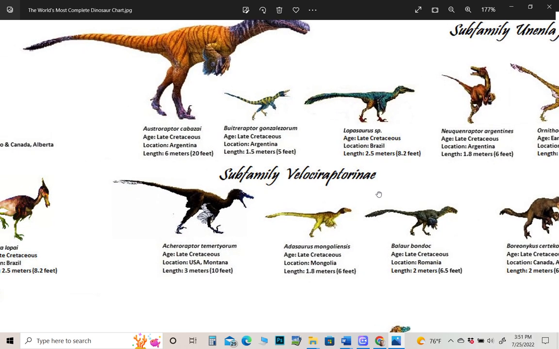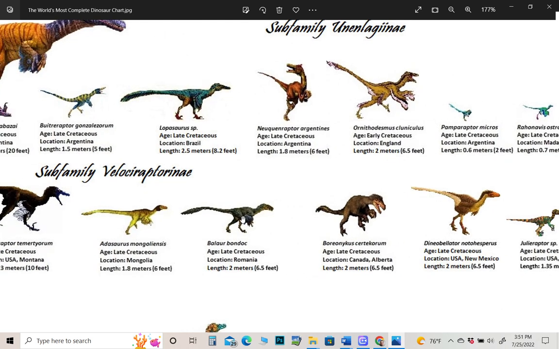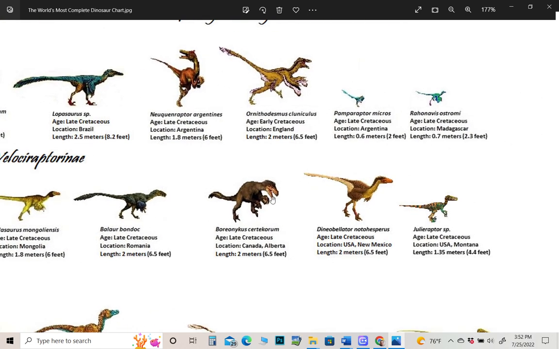Velociraptorines. Acheroraptor, Atosaurus, Balar Bondoc. This one may have actually been a bird. They think it might have actually been just evolving flightlessness again the second time, but they can't rule out that it might have been a Velociraptorine. So they technically included it in this chart as a dinosaur, even though there's a good chance it is actually a flightless bird, even though you can obviously see it's very Dromaeosaur-like.